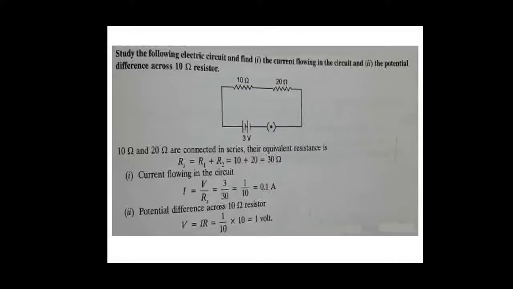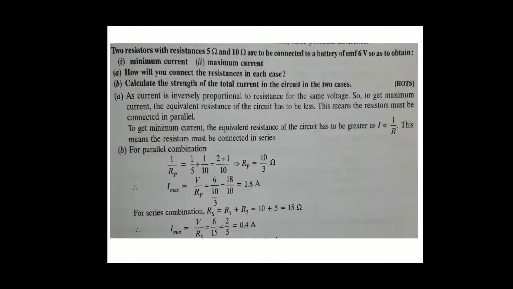Now the potential difference across the 10 ohm resistor will be equal to the current across it multiplied by its resistance. The current across it is 0.1, the resistance is 10, so we will get 1 volt. Another question: two resistors with resistances 5 ohm and 10 ohm are connected to a battery of EMF.